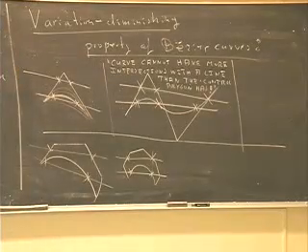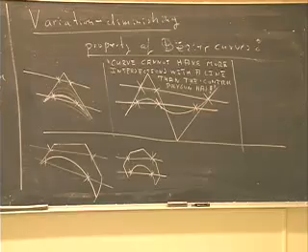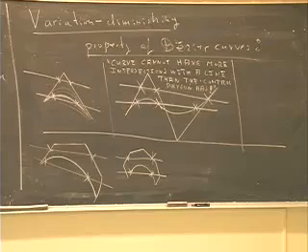So, and again, why do we worry about this? We come back to that later. Why this variation diminishing property is interesting. See you on Tuesday.